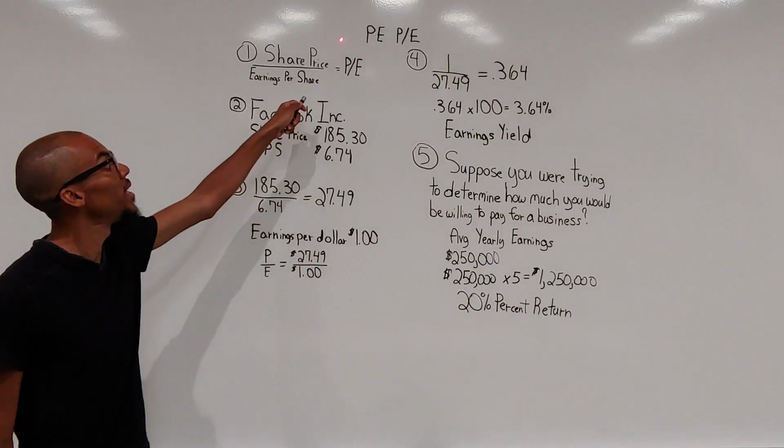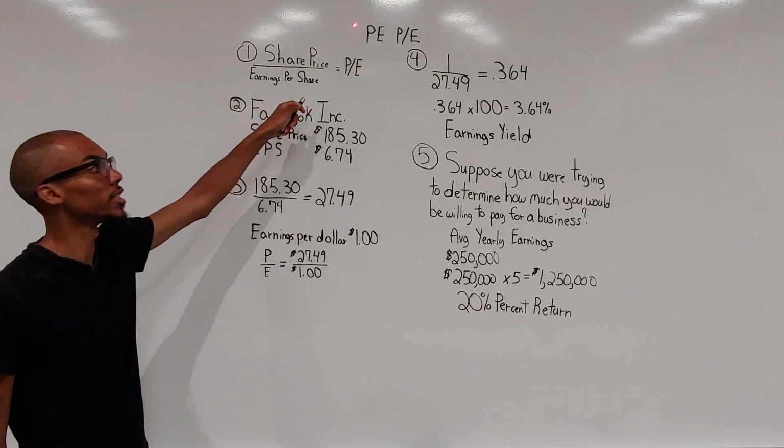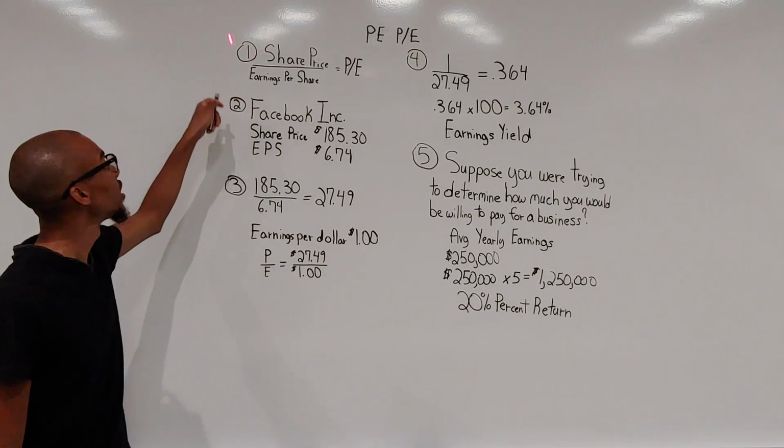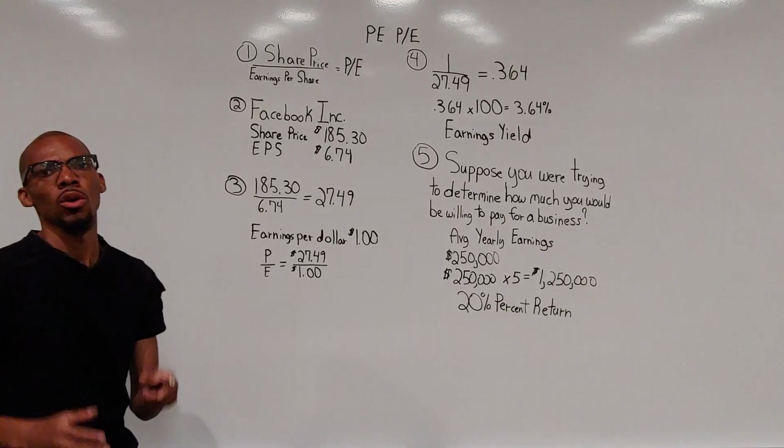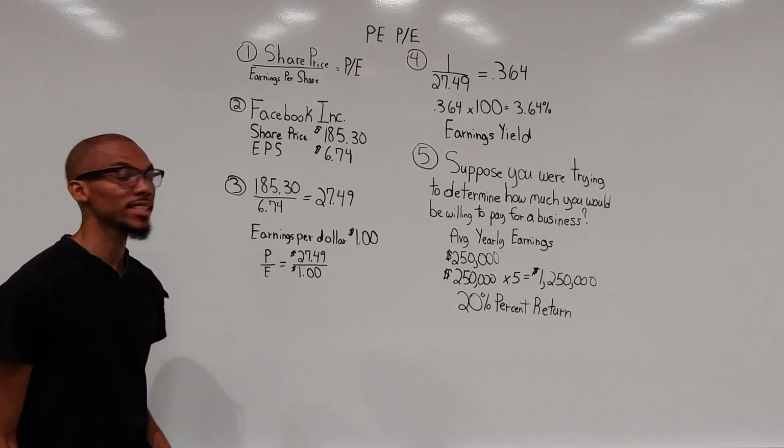But enough of all that jargon. Let's get straight to the basics. PE or P/E ratio is simply the share price over the earnings per share. What does that mean? I'm glad you asked.